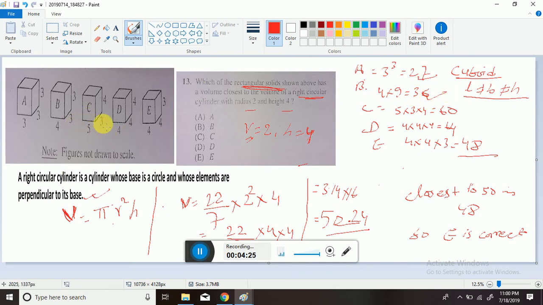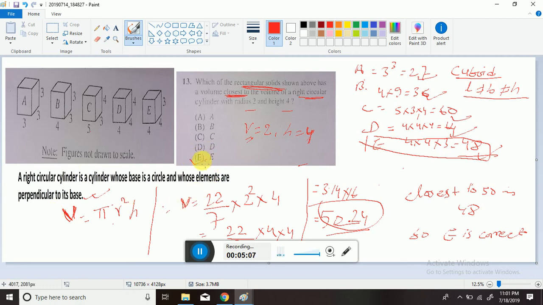For C, what do we get? 5 into 3 into 4, the volume is 60. In case of D, 4 into 4 into 4, 64. And in case of E, we get 4 into 4 into 3, that is 48. Now when we see the result, our previous value is 50.24, and the question has not asked for the exact figure. It has asked for the volume closest to the volume of the right circular cylinder. Closest means nearly equal. So out of these, the one near to 50.24 is option E, that is 48. So option E is our correct answer.